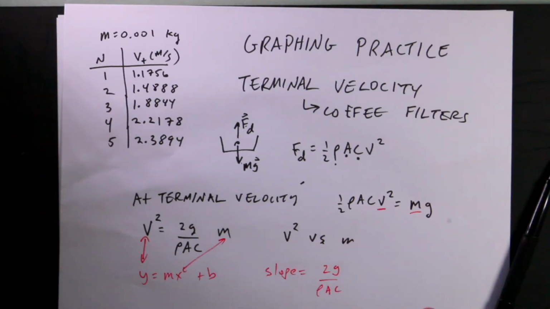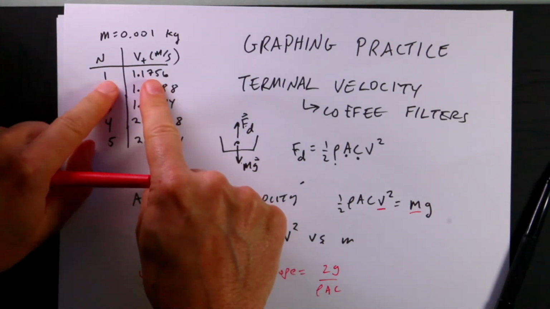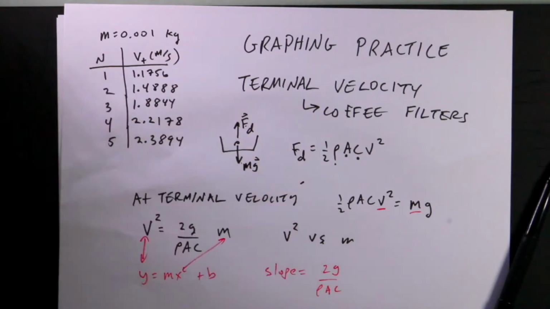But more importantly, you could do that with each individual data point. I could find the mass, and there's my terminal velocity, and I could solve for it. But it's better to do it all at once. I get all the data, and it's better for uncertainty too, but I'm not going to talk about uncertainty today.